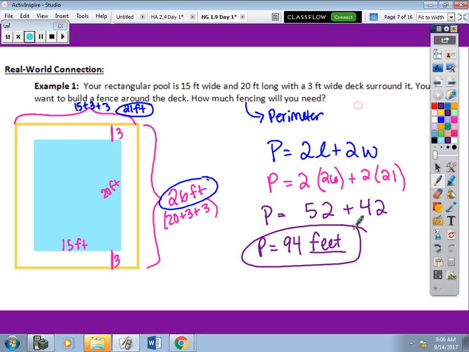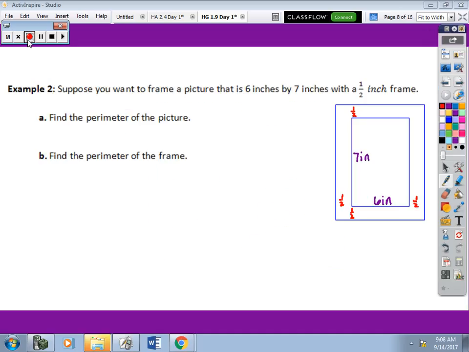See if you guys can try example 2 on the back, which is similar with a picture frame instead of a pool. Alright, so you can tell me what they got for the perimeter of the picture itself, without the frame. What do we get for the perimeter of just this part? Justin? Good, 26 inches. Again, just doing 2 times 7 plus 2 times 6.